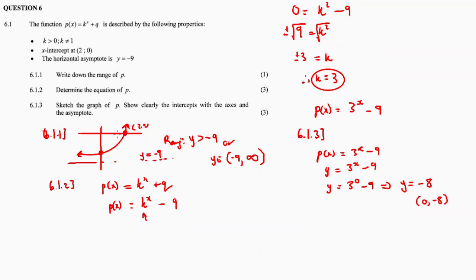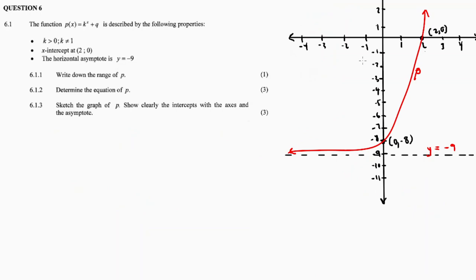So now I have the y-intercept and x-intercept as well as the asymptote. Now I can plot the function here. Let me erase this. This is the function for 6.1.3. Here is my x-intercept, my y-intercept, and then y equal to minus 9, which is the horizontal asymptote. So 6.1 ends here. Now let's go to answer 6.2, the second part of the question.